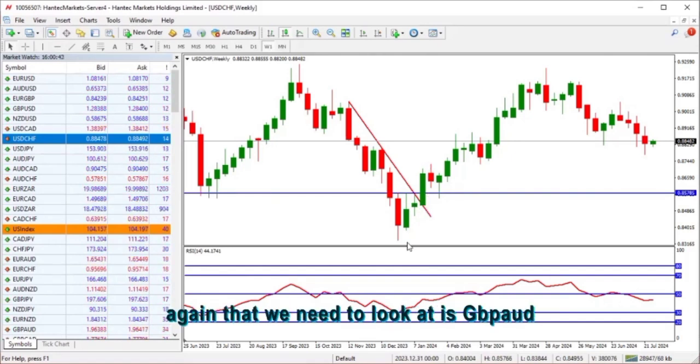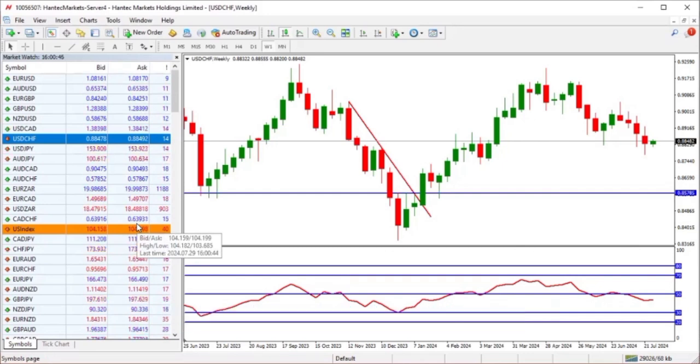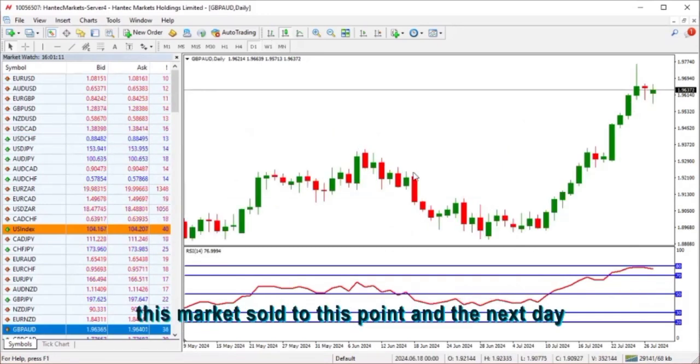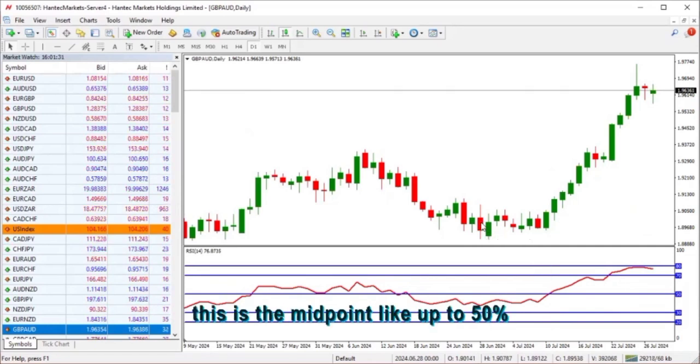Another example that we need to look at is GBP AUD. This is GBP AUD daily time frame. This market sold to this point, and the next day a bullish candle opened far below the close of the bearish candle and closed within the body. This is the midpoint, like up to 50%. So this is a piercing line pattern.